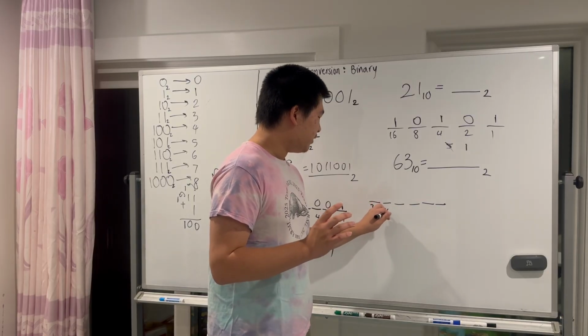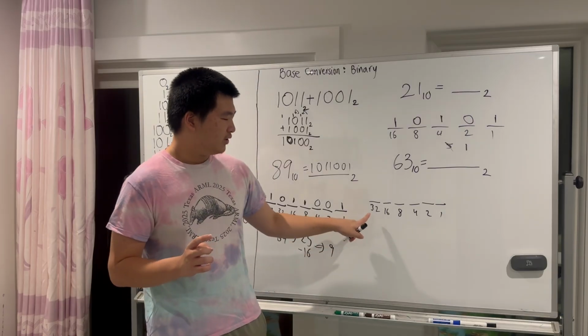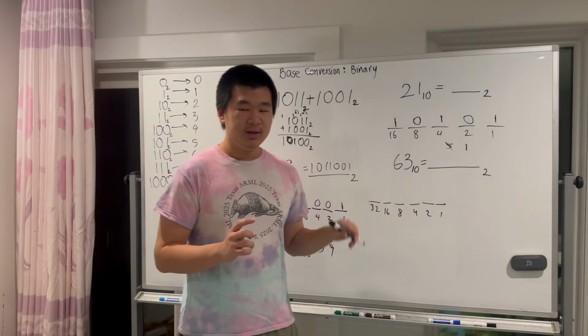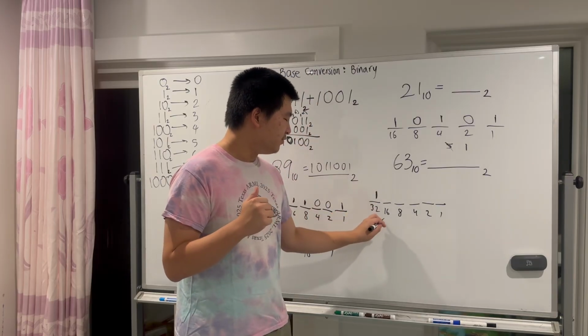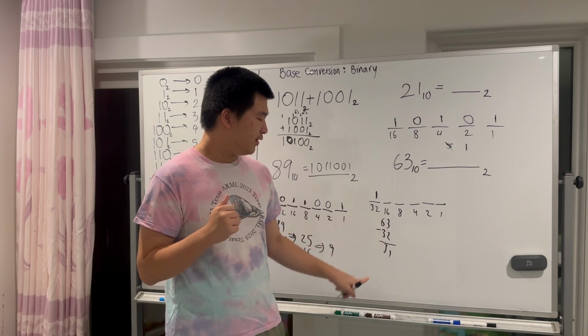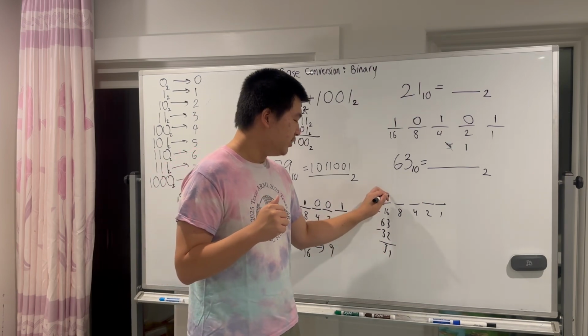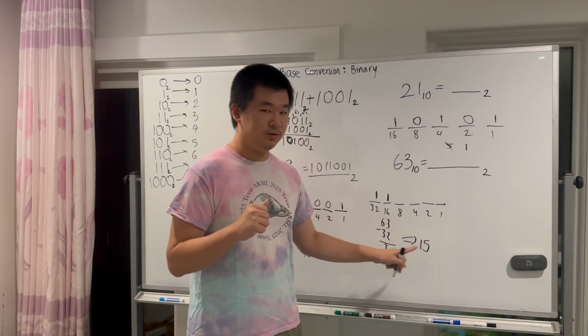But let's forget about that for now. What we have is 32, 16, 8, 4, 2, and 1. Does 32 go into 63? Yep. So 63 minus 32 is 31. So we have 31 left. Does 16 go into 31? Yep. So after that, we have 15 left. Does 8 go into 15?